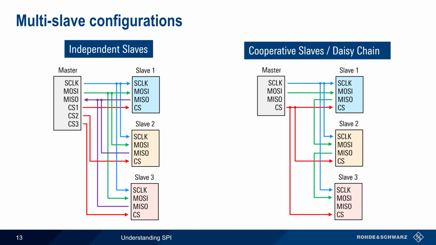If the first slave wants to send data to the master via its MISO line, this data is routed in the same way from slave to slave until it reaches the last slave, whose MISO line is connected to the master's MISO. Although cooperative mode reduces the number of required CS lines, it is more complicated and may not be supported by some SPI devices.